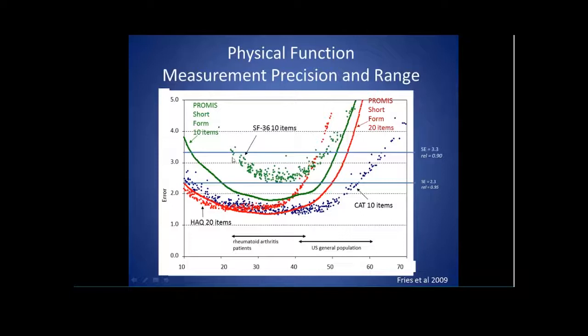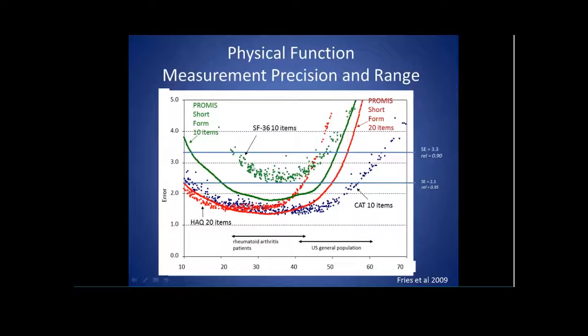So let's start with the SF-36. The SF-36 includes 10 items assessing physical function, and what this plot is showing are individuals' score and error. So what we see is that the SF-36 is measuring just one part of the range of physical function, and the error term is a little high at points, and so these two blue lines indicate common cut points of desirable error you want to be below.